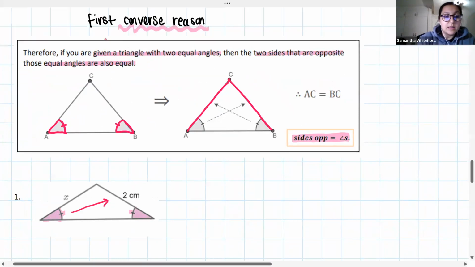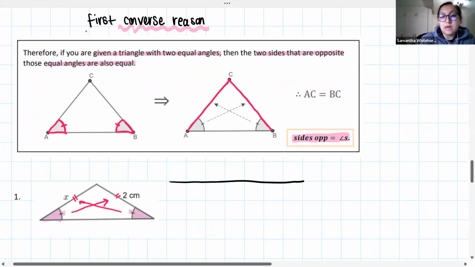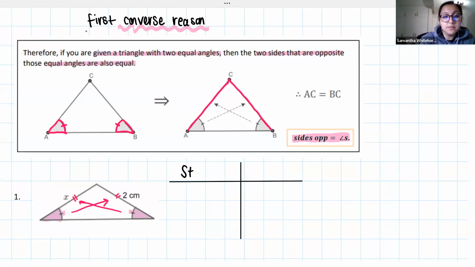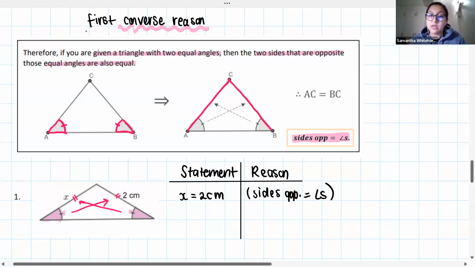Automatically, that means that the sides opposite them are equal in length. And so here I have to do absolutely no working out, nothing too stressful. I can immediately say what x is equal to. So my statement will be that x is equal to 2 centimeters because it's the sides opposite equal angles. And that is then my reason. Sides op equal angles. It's not angles op equal sides. I'm not saying that the angles are equal. I'm saying that the sides are equal.